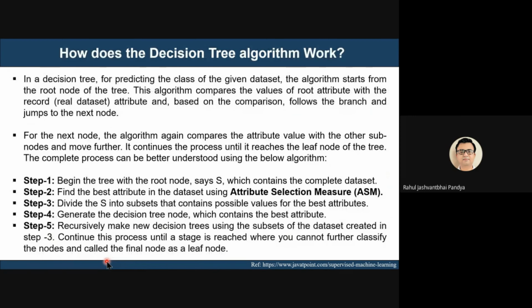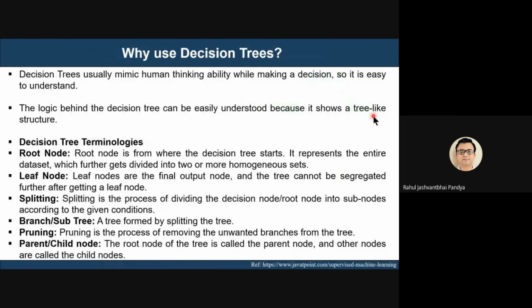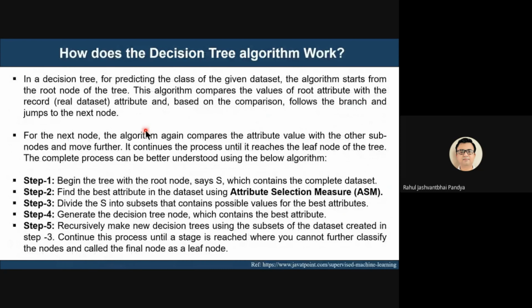How does this algorithm work? The major workflow: in a decision tree, for predicting the class of a given data set, the algorithm starts from the root node of the tree, and this node compares the values of the root attributes with the record or the real data set. Based on the comparison, it follows the branches and jumps to the next node. Let's say this is my decision node, and based on my criteria, it will segregate them into the branches.